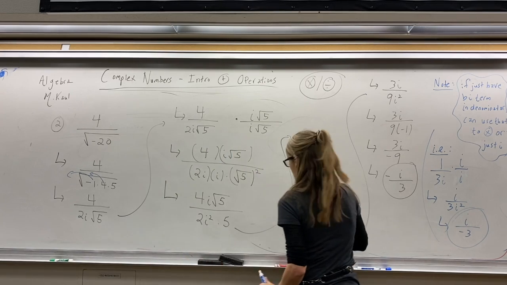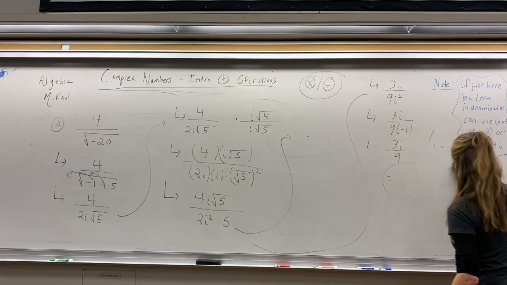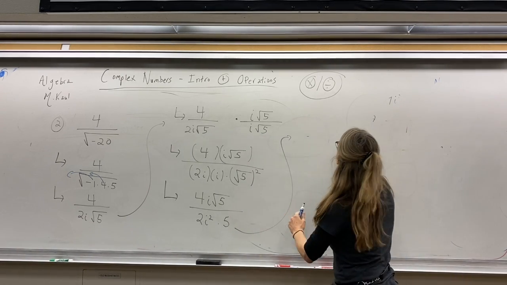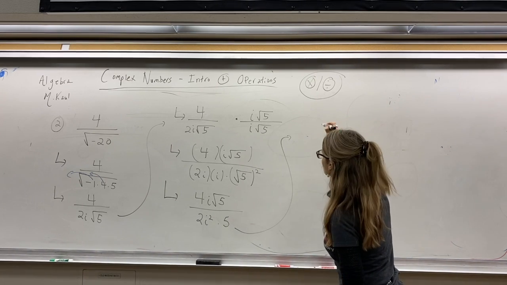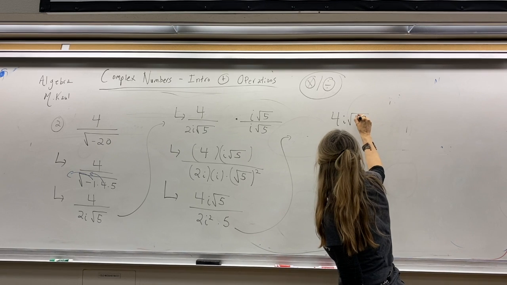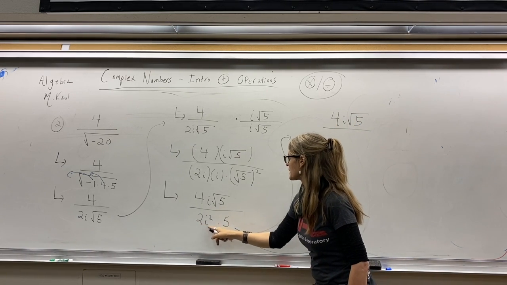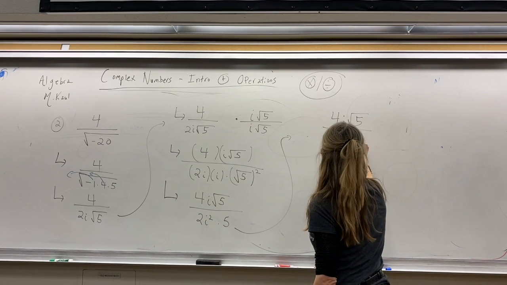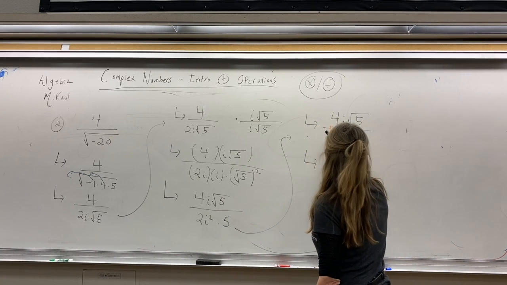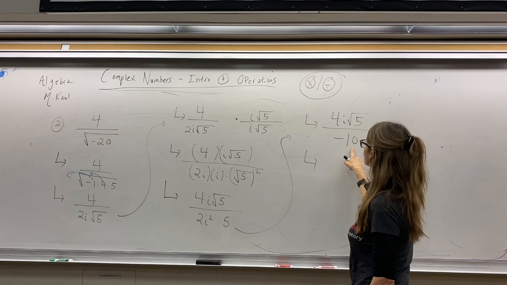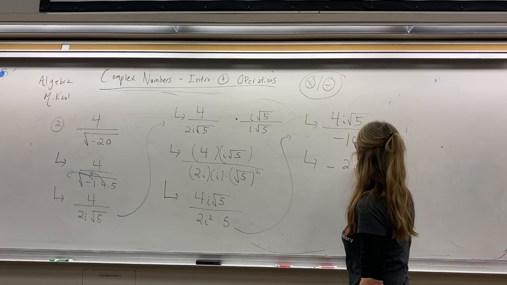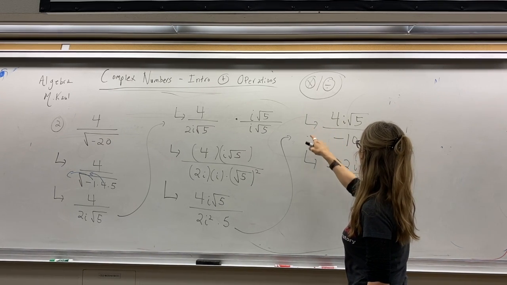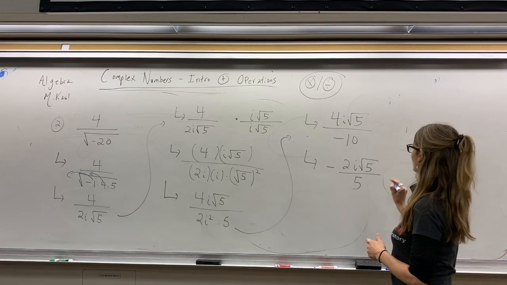And then one more last step here. One or two more, depending upon what you need, is what we have: 4i square root of 5, numerator looks good, over 2 times negative 1 is negative 2, times 5, we have negative 10. Okay, and then I'm going to reduce this just by a bit. 4 tenths can be reduced to 2/5. And I can bring my negative to the top or out in front. And that will be my final answer.